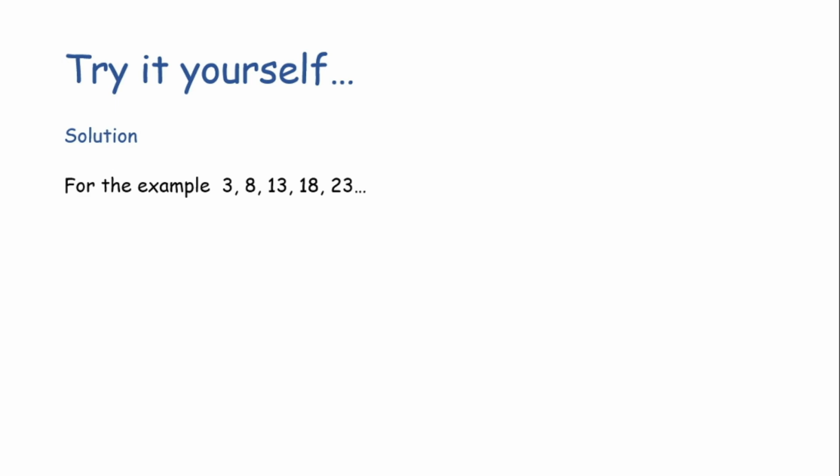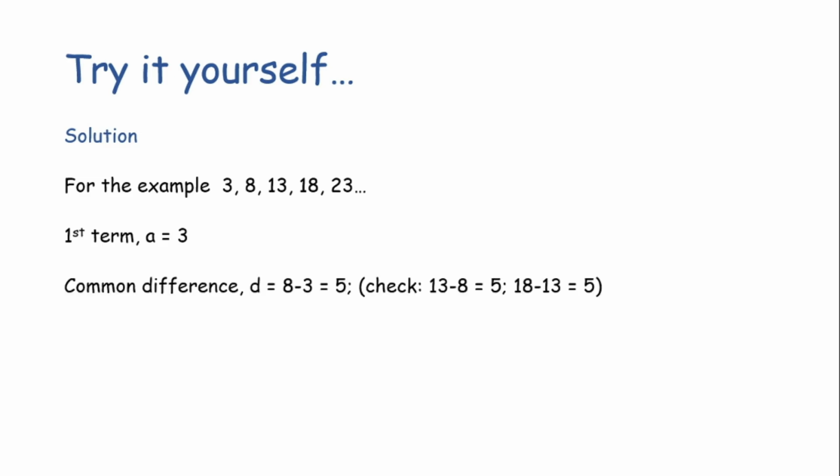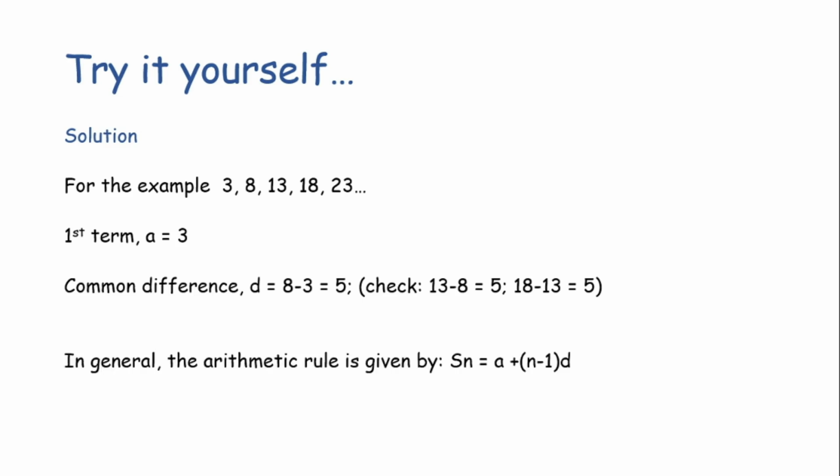For the sequence given by the example, in this case 3, 8, 13, 18, and 23, we identify the first term a to be 3. The common difference is calculated to be 5. So, in this case, our general arithmetic rule, which is given by Sn is equal to a plus n minus 1 d, can be written as Sn is equal to 5n minus 2. Remember, we get this by substituting a with 3 and d with 5.